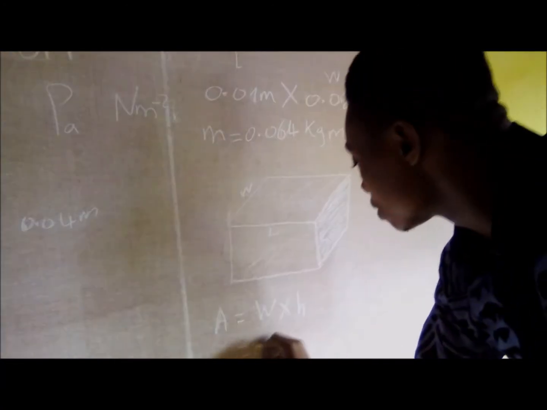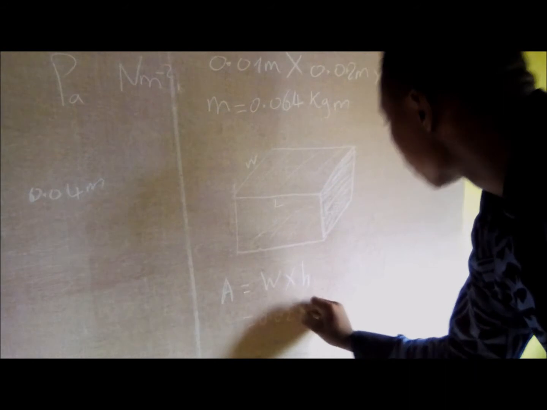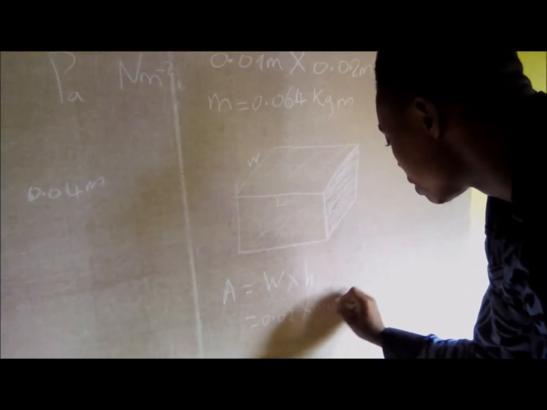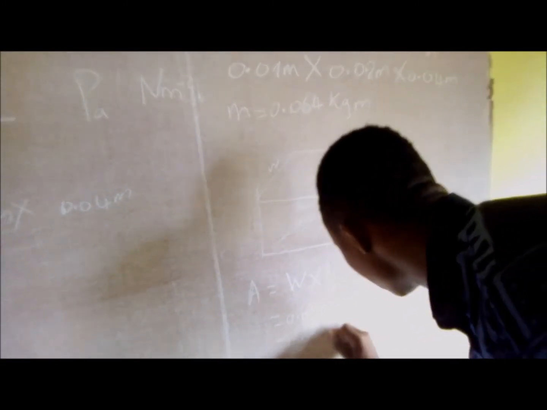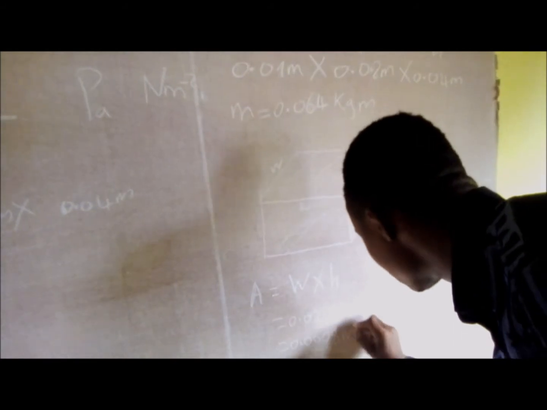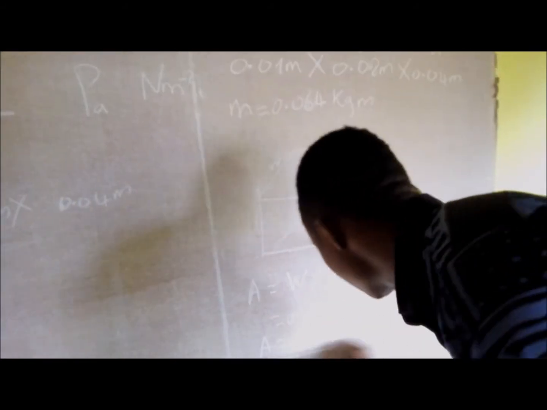That is 0.02 times 0.04. If you calculate, you obtain 0.0008 meter squared. So that is the value of the area.